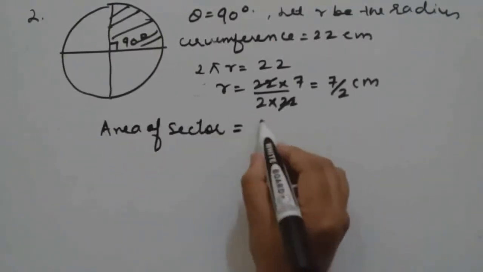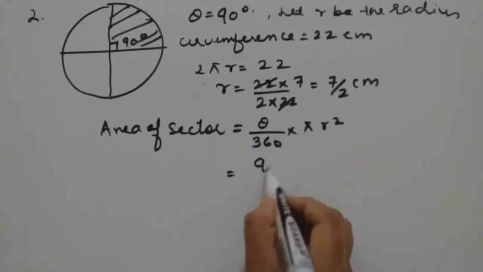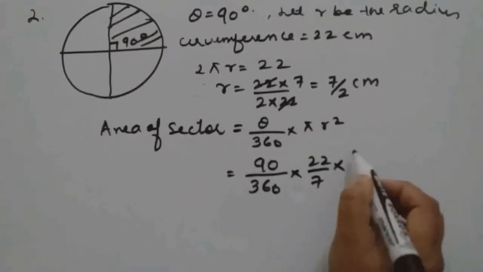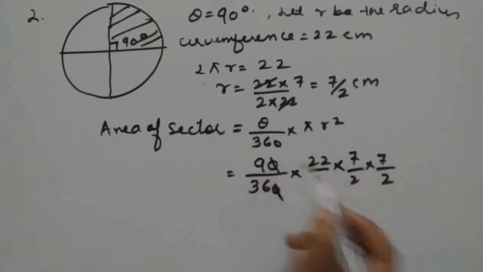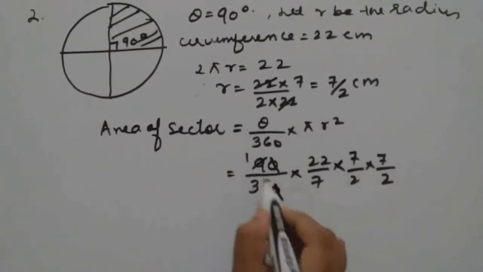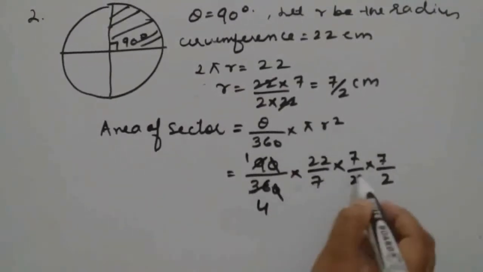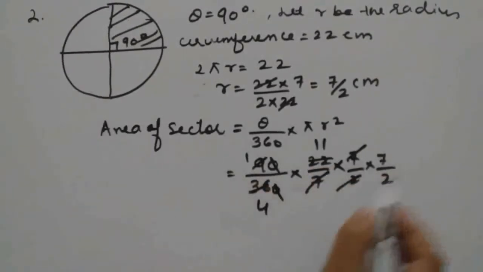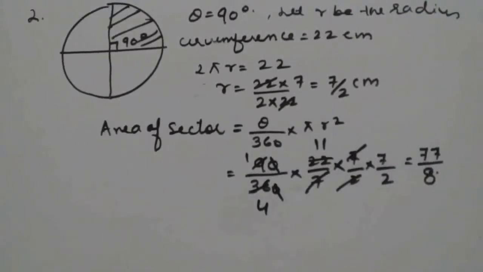So area of sector is theta by 360 into pi r square. Theta we know it's 90. 360 into 22 by 7. R is 7 by 2 into 7 by 2. So 10 will go. 9 4s are 36. Then this will go with 11. 1 7 will go. So answer will be 77 by 8 centimeter square.